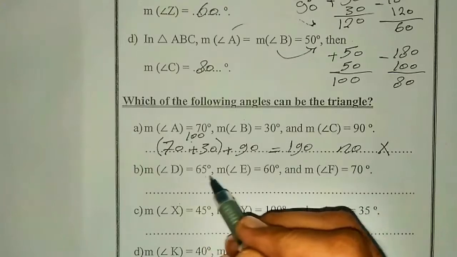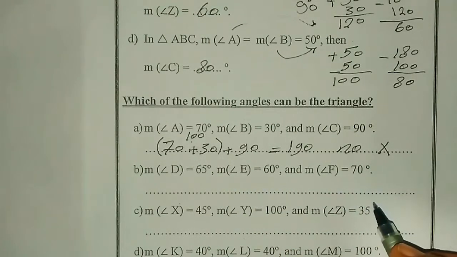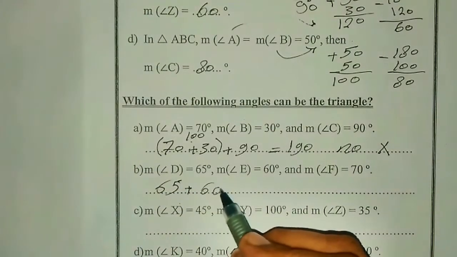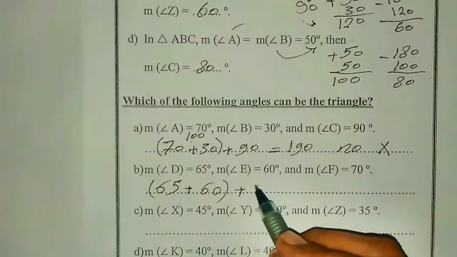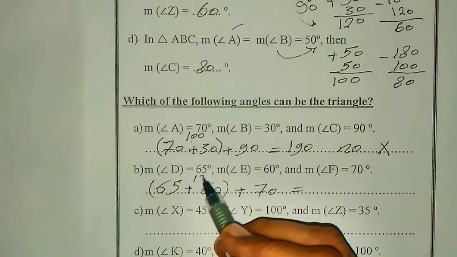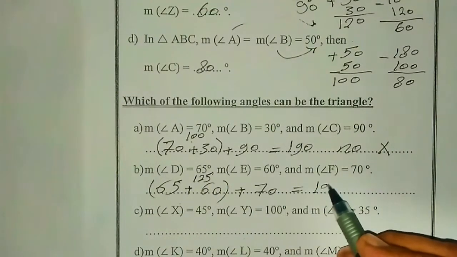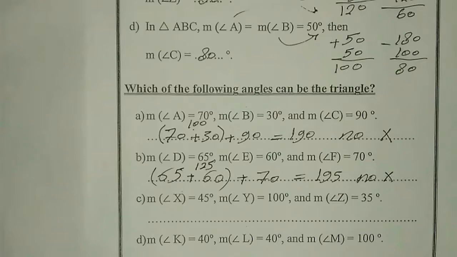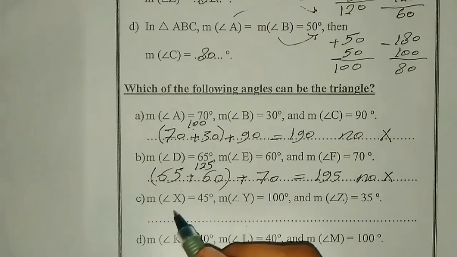Second, can 65, 60, 70 form a triangle? This means, can these angles be in the same triangle? We will add 65 plus 60 and add the sum to 70. 65 plus 60 is 125, plus 70 is 195. No, it can't be.